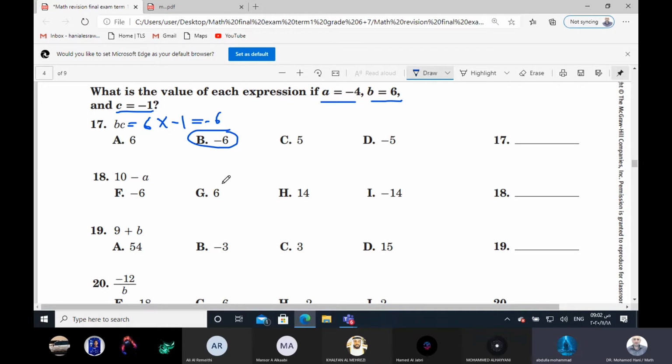Minus 6. Then 10 minus minus 4. Okay, here we have 10.